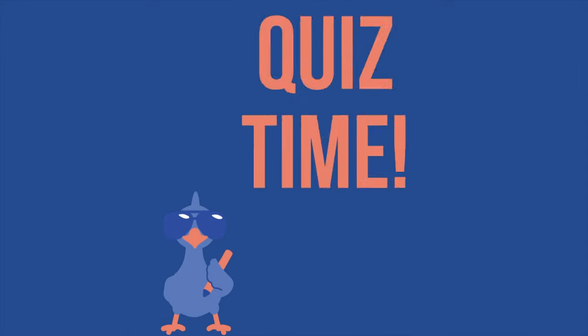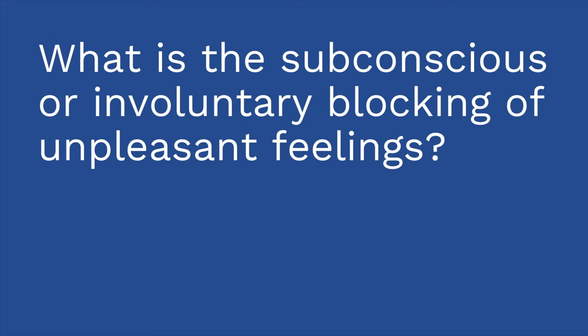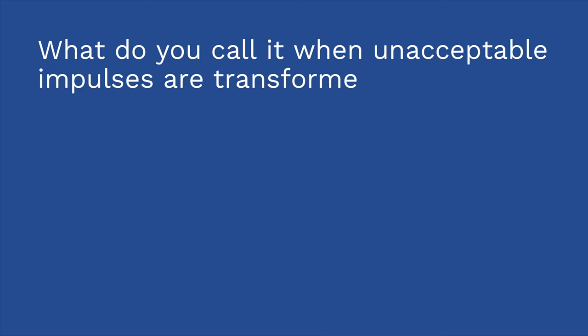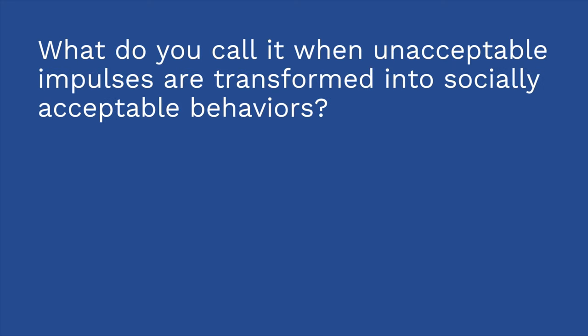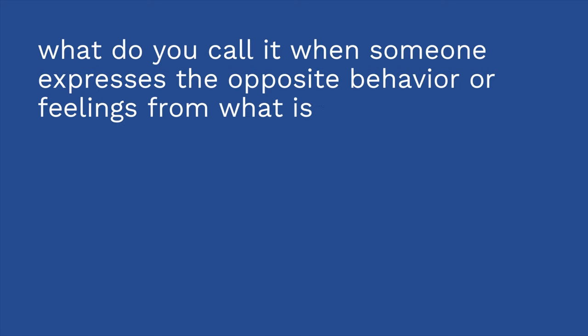All right, quiz time. So get ready to name that defense mechanism. I have three for you. Number one, what is the subconscious or involuntary blocking of unpleasant feelings? If you said repression, you are correct. Number two, what do you call it when unacceptable impulses are transformed into socially acceptable behaviors? The answer is sublimation. And then number three, what do you call it when someone expresses the opposite behavior or feelings from what is actually felt? That is reaction formation.